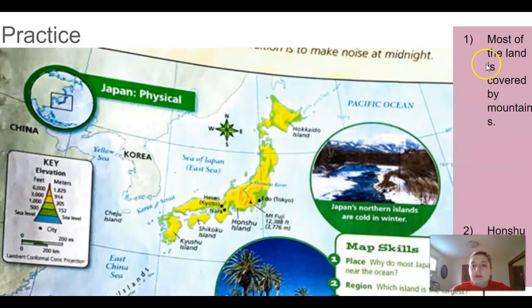All right, so number 1, most people live near the ocean because if you look at the elevation, the lighter the color, the higher the elevation. So we see that most of this is mountains. So most people live by the ocean because the land is covered mostly by mountains. And then our largest island is Honshu, which we went over in our notes as well.